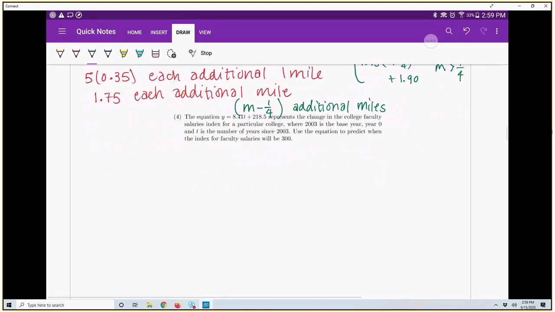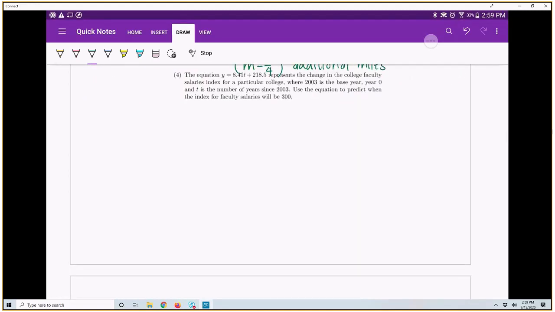Okay, next we have the equation y equals 8.41t plus 218.5 represents the change in the college faculty salary index for a particular college where 2003 is the base year, 0, and t is the number of years since 2003. So that's important. 2003 is the year 0, and t is the number of years since. And this is a function y of t.